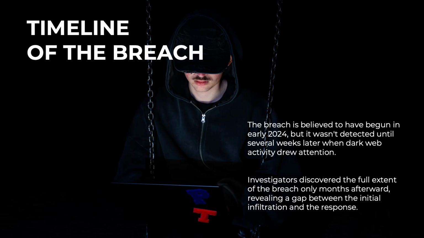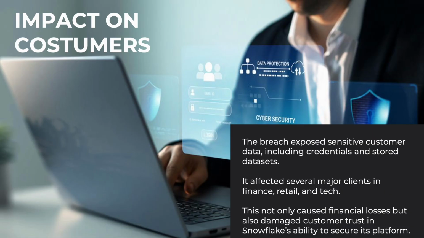Timeline of the breach. The breach is believed to have begun in early 2024, but it wasn't detected until several weeks later, when dark web activity drew attention. Investigators discovered the full extent of the breach only months afterward, revealing a gap between the initial infiltration and the response. Impact on customers. The breach exposed sensitive customer data, including credentials and stored datasets. It affected several major clients in finance, retail, and tech. This not only caused financial losses, but also damaged customer trust in Snowflake's ability to secure its platform.